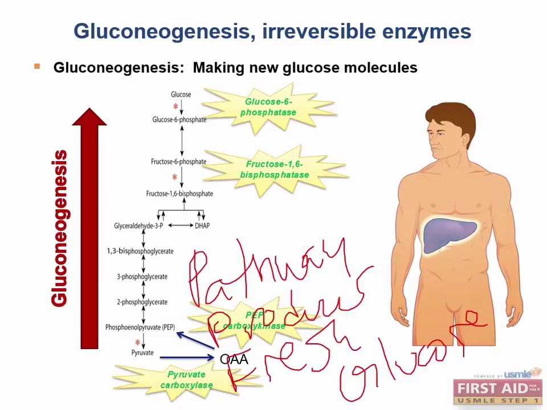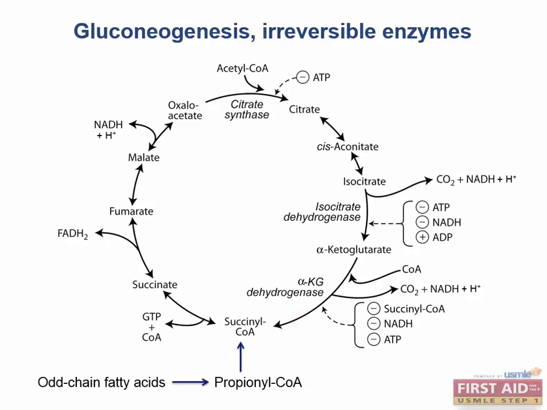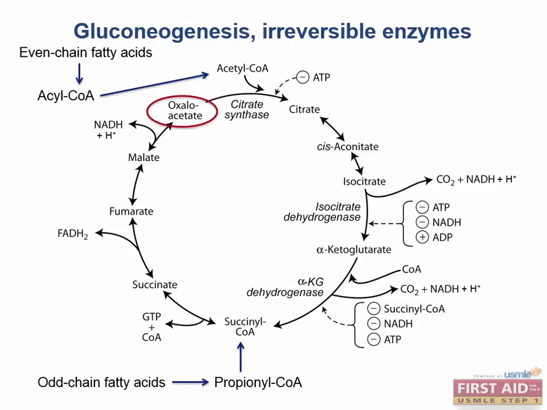How else can we make glucose molecules? Here, we see the TCA cycle. Odd-chain fatty acids can serve as glucose sources, since they yield propionyl-CoA, which can enter the TCA cycle as succinyl-CoA. Even-chain fatty acids, however, cannot be used as glucose sources, since they can only be broken down into acetyl-CoA, which disappears as CO2 by the time it reaches oxaloacetate.